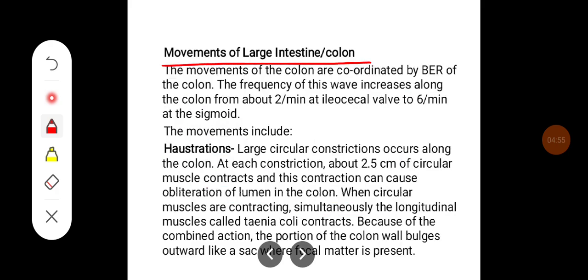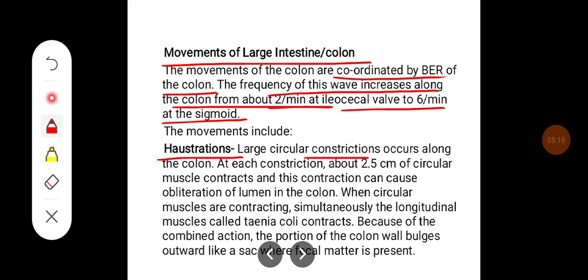Coming to the movements of large intestine. The movements of large intestine are coordinated again by basal electrical rhythm of colon. The frequency of this wave increases along the colon from 2 per minute at the ileocecal wall to 6 per minute at the sigmoid. These movements include haustration.